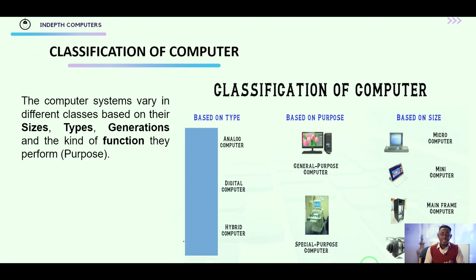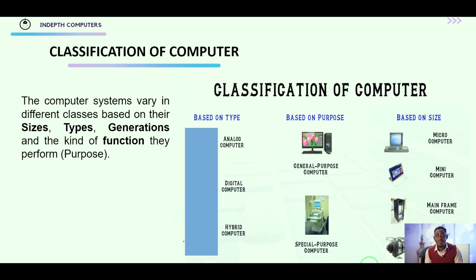Now, because there are so many things that have been created and they have called them computers, you will see a thermometer, they will say this is a computer. You will see a calculator, they will say this is a computer. You will see a camera, they will say this is a computer. You will see a phone, they will say this is a computer. In order for children or for people to understand how to place these computer systems, we have categorized them based on their type, based on the purpose, and based on their sizes.